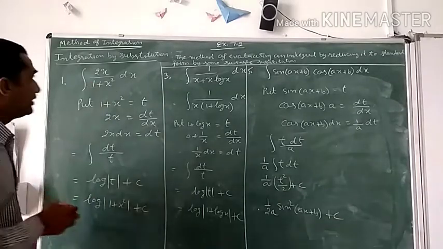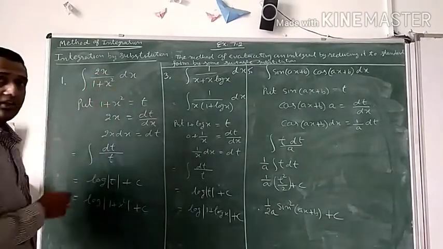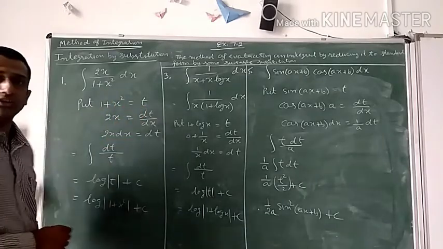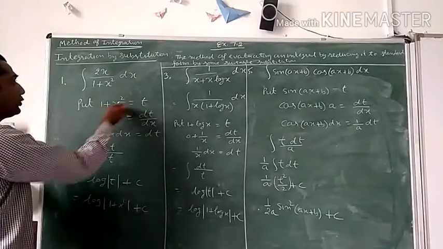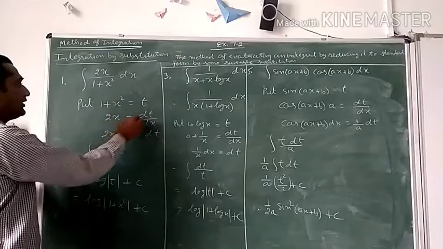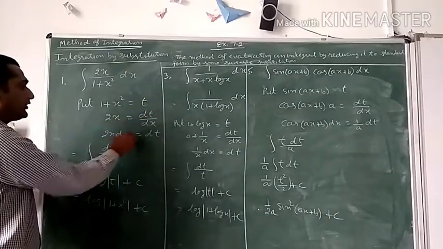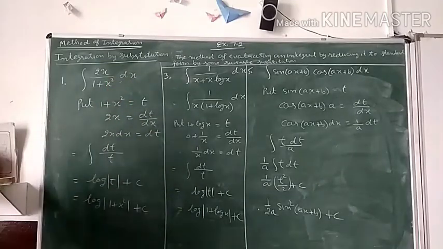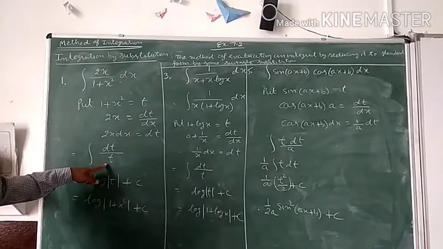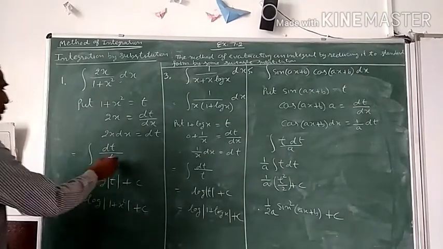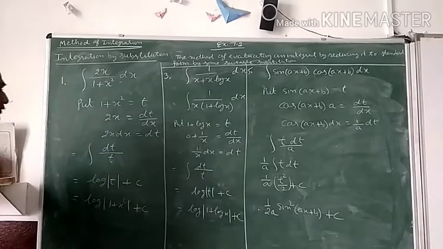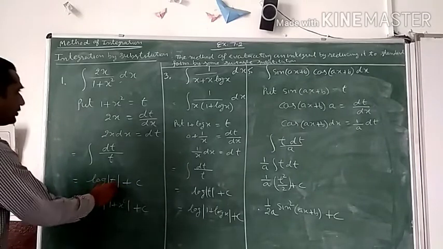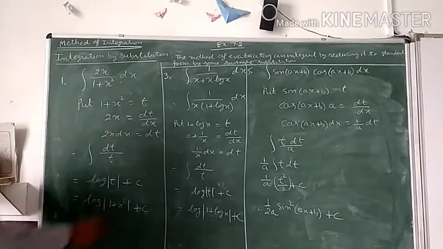Question number 1 is integrate 2x over 1 plus x square dx. We have to substitute 1 plus x square is equal to t. Differentiating both sides with respect to x, we get 2x is equal to dt over dx, so 2x dx is equal to dt. Now putting this value in, we get integral of dt over t. You know that the integration of 1 by t dt is equal to log t. So log t plus c.